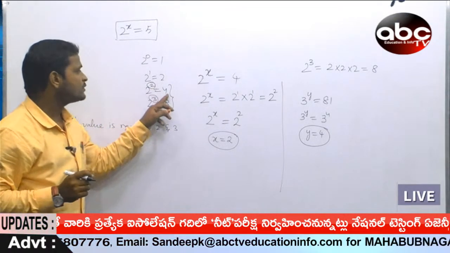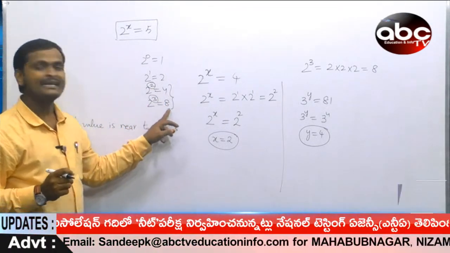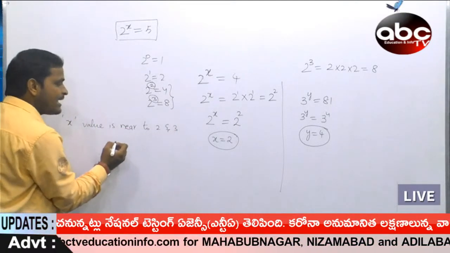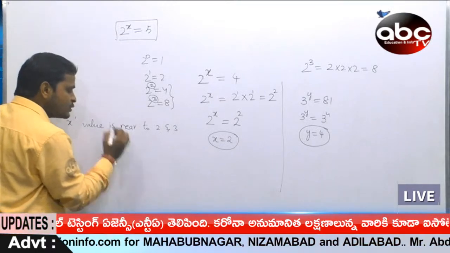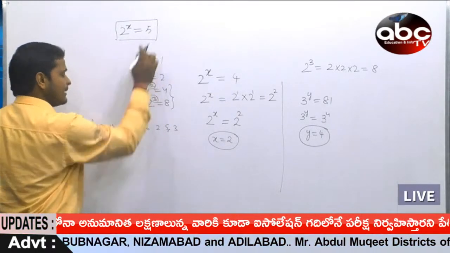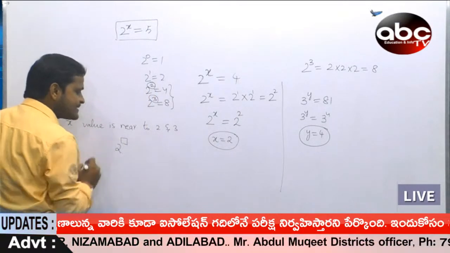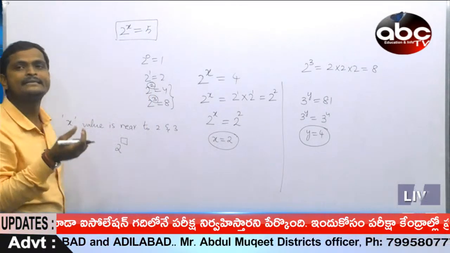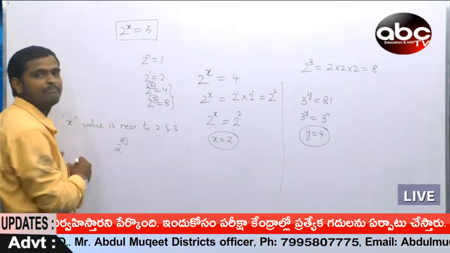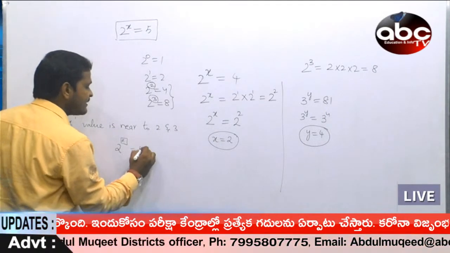Observe, 2 power 2 is 4. 2 power 3 is 8. Then we can simply say here, what is the value? Approximately 2 power, what is 2 power 2? 4. Then here, in place of x, we get a decimal. That is a rational number. Means 2 point something is equal to, we get 5.